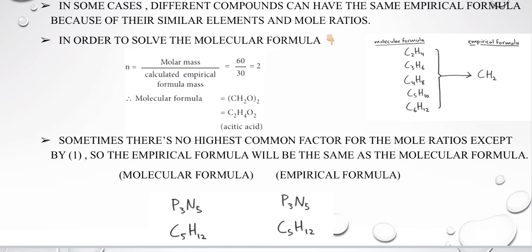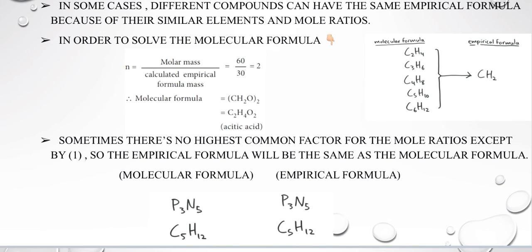And when they are divided by their highest common factor, in all of these different compounds the mole ratio is going to be 1:2, which is going to be CH2, the empirical formula. Because they have the same elements, and the mole ratios are the same when divided by their highest common factor.